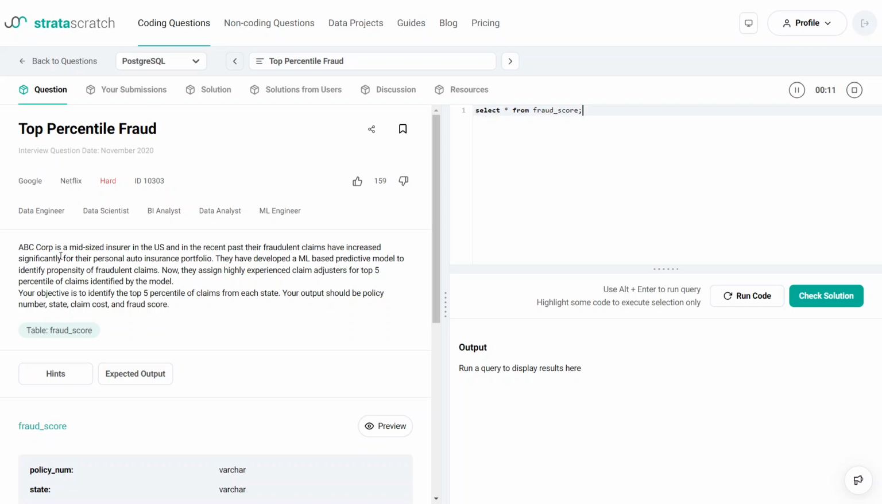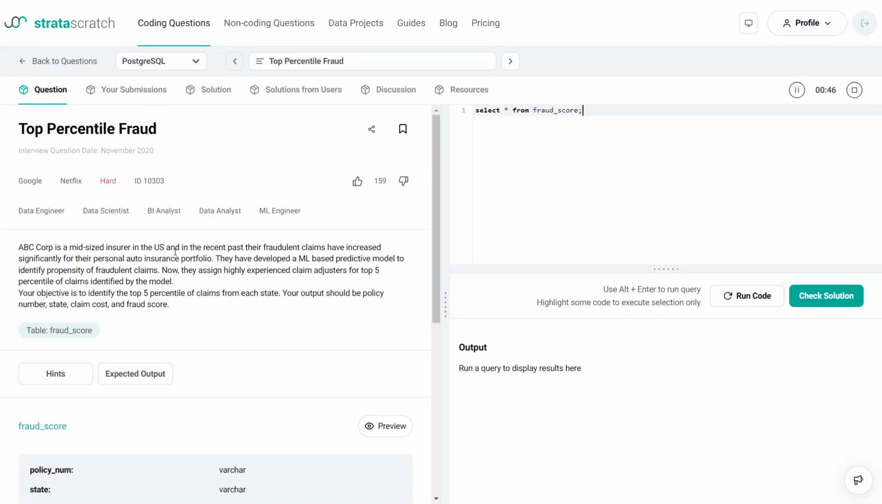Let's get started. ABC Corp is a mid-sized insurer in the U.S., and in the recent past, their fraudulent claims have increased significantly for their personal auto insurance portfolio. They have developed an ML-based predictive model to identify propensity of fraudulent claims. Now they assign highly experienced claim adjusters for the top 5 percentile of claims identified by the model. Your objective is to identify the top 5 percentile of claims from each state. Your output should be policy number, state, claim cost, and fraud score.